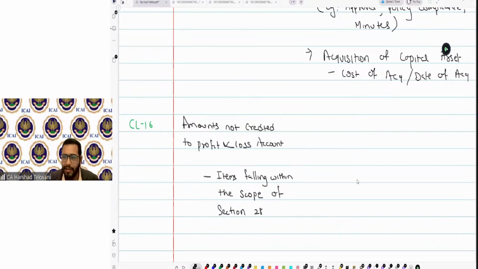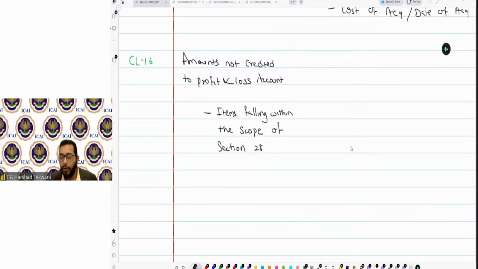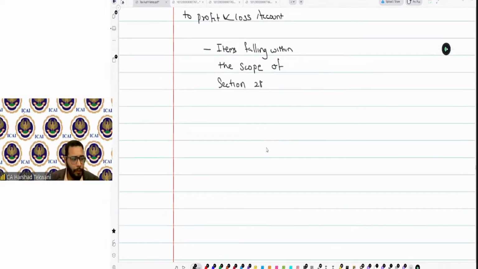It's basically the charging section for PGBP, profits and gains of business and profession. So numerous items are there. Now, if there is any such item falling under the scope of section 28 and you have not credited it in the P&L account, then that item is required to be reported over here. Now the question is how to identify these items. I'll come to that after the other credits. Let's discuss the other credits first, and then I will explain how to audit these.